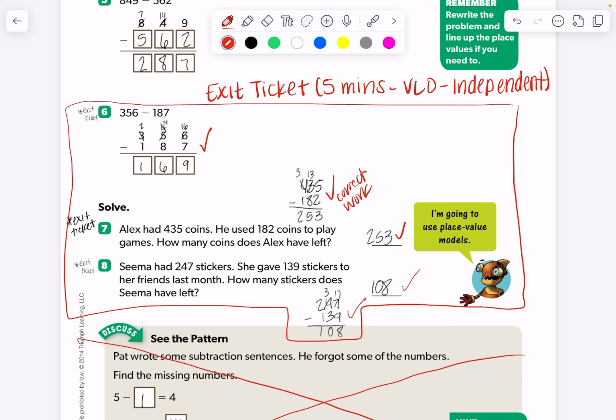So this exit ticket is out of 5 points. 5 out of 5 is an A+. 4 out of 5 is a B. 3 out of 5 is a C. 2 out of 5 is an F. Everything else is an F.